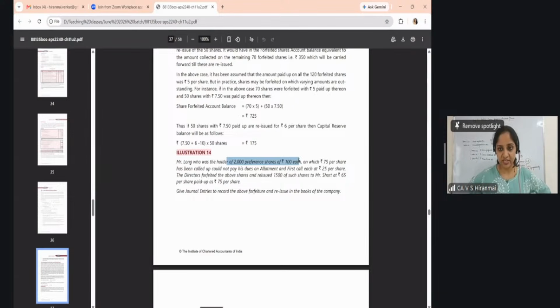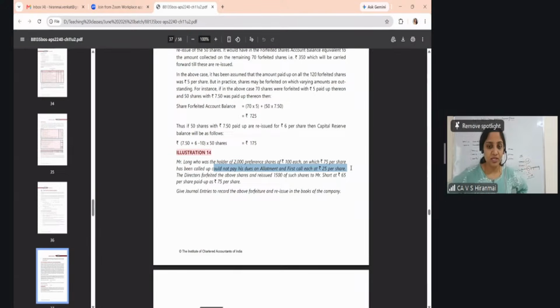2000 preference shares of 100 each on which 75 rupees has been called up. So here you should be careful. While you pass the forfeiture entry, you should remember, okay, 75 rupees, remove the 100, take 75 rupees and debit share capital. He could not pay his dues on allotment and first call of 25 rupees per share each. So allotment 25, first call 25, total 50 rupees he has not paid. So out of 75 rupees, just the application money of 25 has been paid. So the amount he has paid is 25.